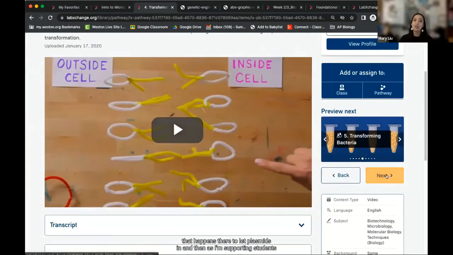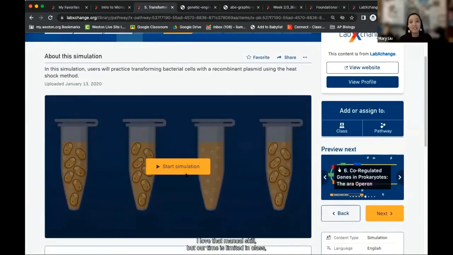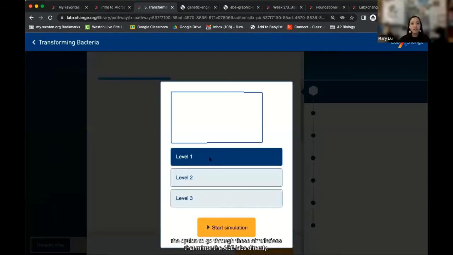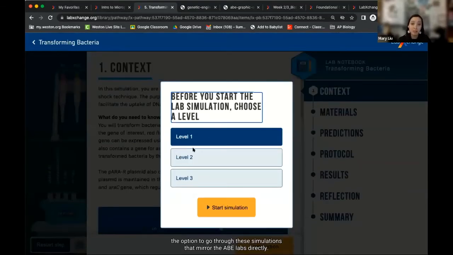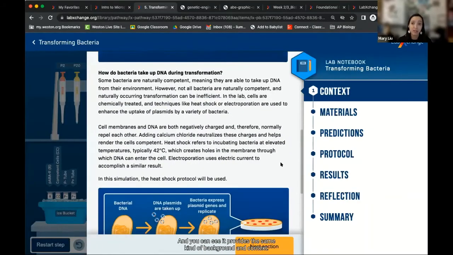And then as I'm supporting students in the lab skill part, I often use these virtual simulations as a pre-lab. I love doing the labs in person, I love that manual skill, but our time is limited in class, and students do appreciate having some preview. So a lot of times I'll give them the option to go through these simulations that mirror the ABE labs directly. You can choose different reading levels of support here, and it provides the same kind of background and context.